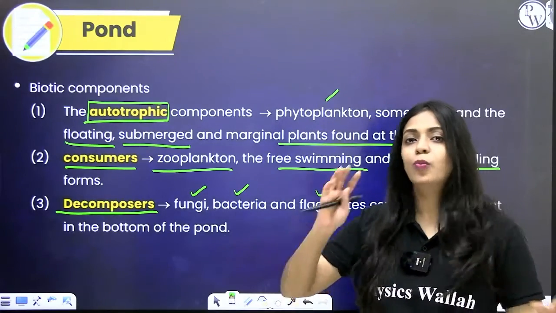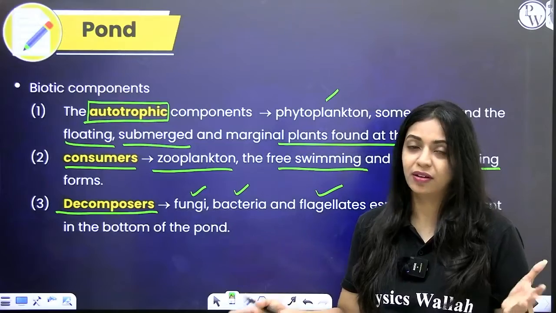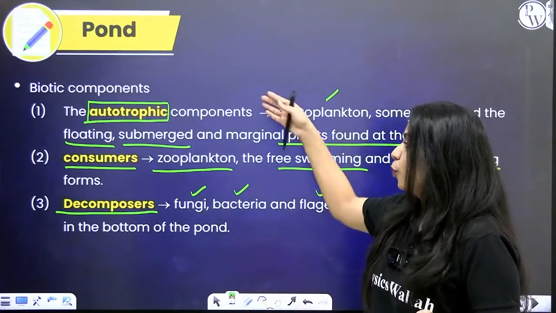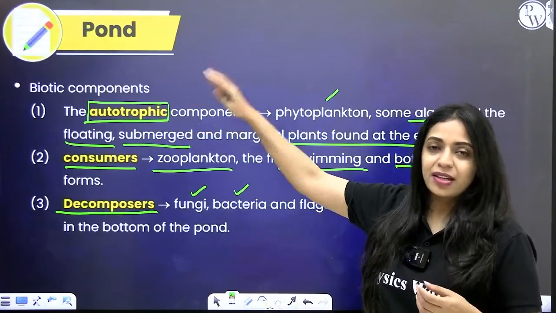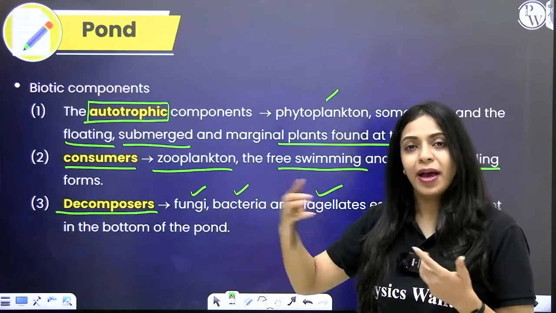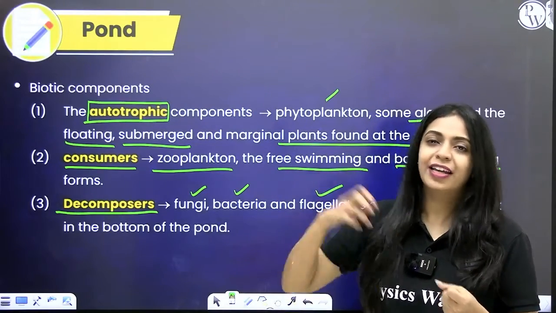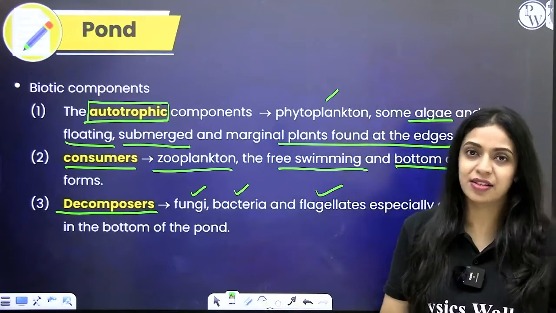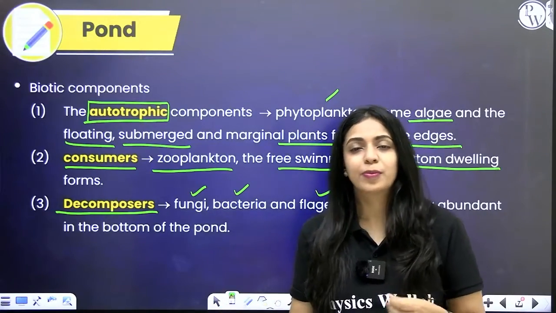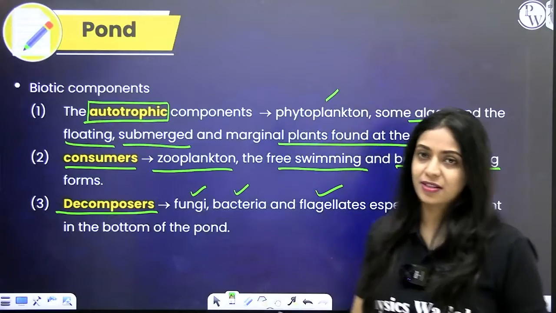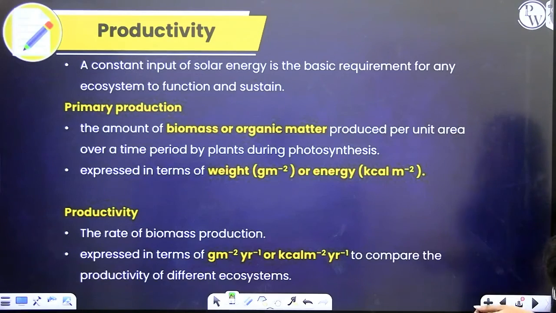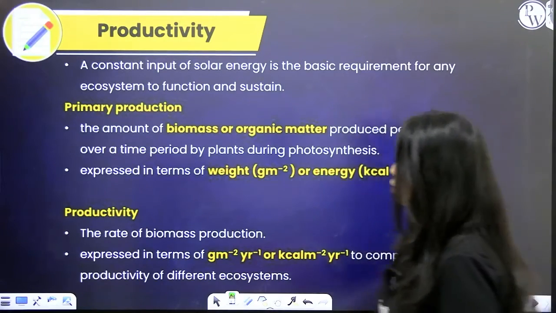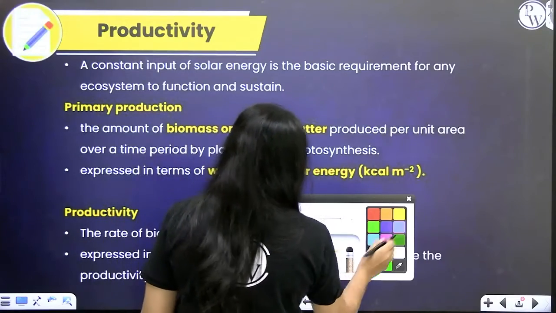So you can see how both of them are interacting with each other and how energy is flowing from one type of organism to another type of organism by means of feeding on them, right? So you can see how this is functioning as a unit. We took pond as an example, but in every ecosystem you can find this, right? Now let's talk about the first component, which is called productivity.